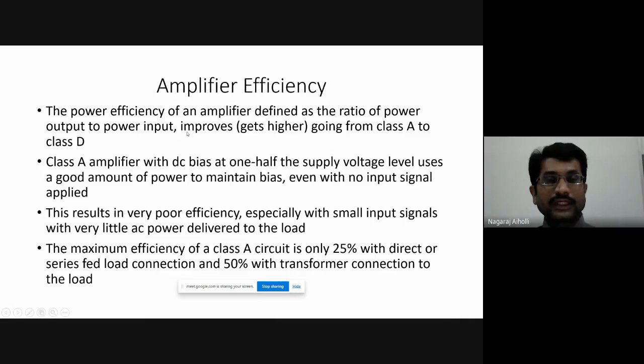And this power efficiency improves as we go from class A to class D. As we go from class A to class D power amplifiers, there is improvement in the power efficiency. Let us see the reason why it is improving from class A, why it is less in class A, and how it improves for the other power amplifiers. Now in class A amplifiers, the DC bias is at 1/2 the supply voltage. That's what I told just now. The DC bias level in class A amplifiers is 1/2 of the supply voltage level.